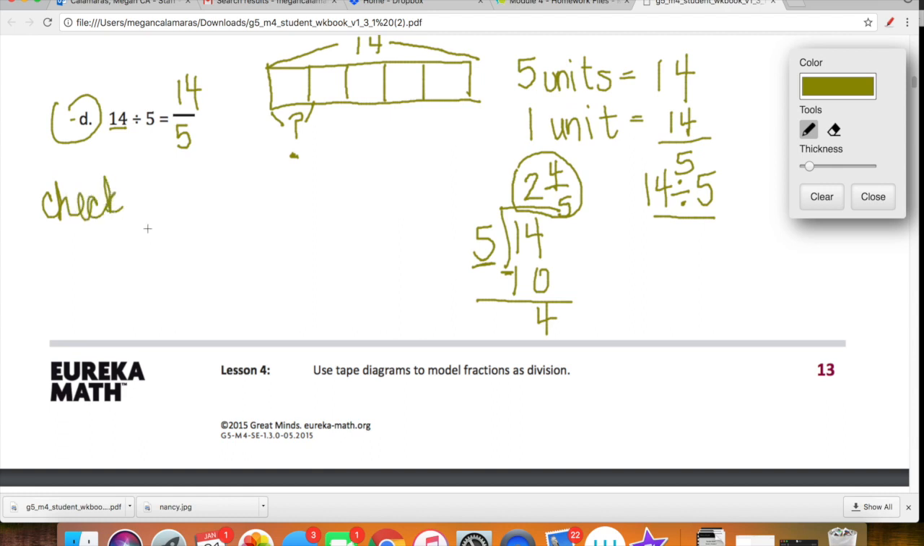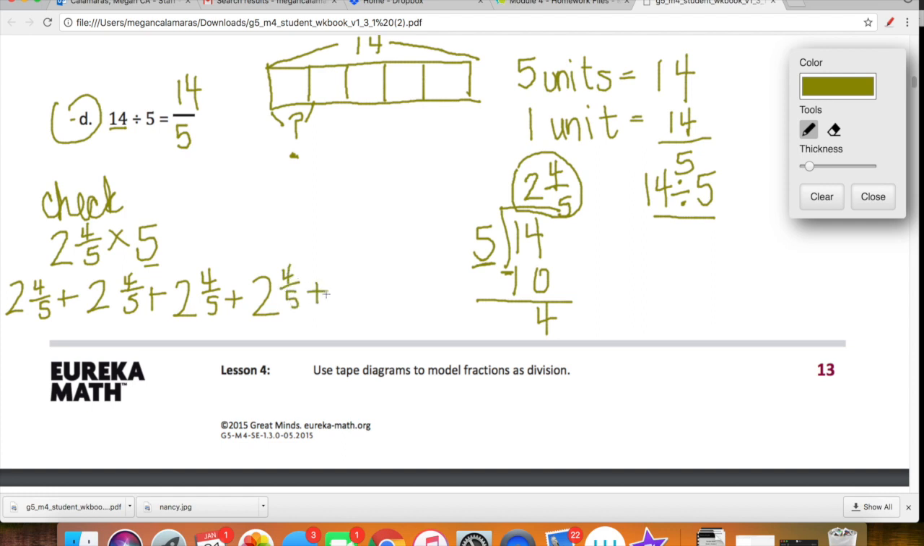using multiplication. So if this were to work, we would have to take 2 and 4 fifths and multiply that by 5. You guys know that multiplication is repeated addition, so what we're actually going to do is add 2 and 4 fifths 5 times. Here goes nothing. That's 3, 4, 5. Let's add our whole numbers first.